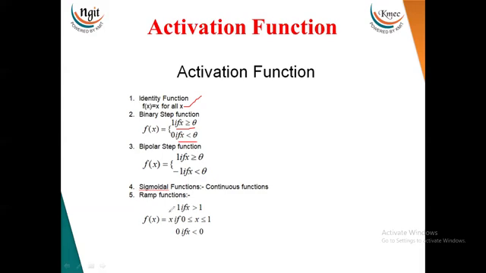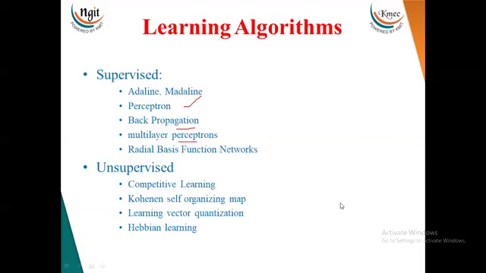Okay. Next, sigmoid, you'll have the continuous functions. The ramp function is like this: 1 if x is greater than 1, x if x lies between 0 and 1, and 0 if x is less than 0. So these are some of the activation functions which you have to learn.